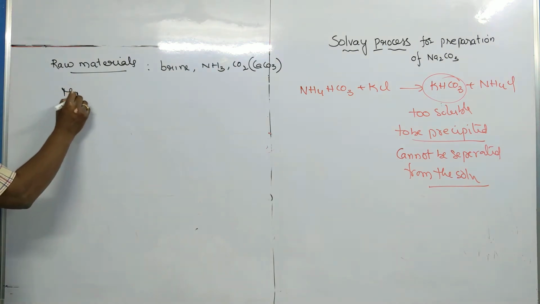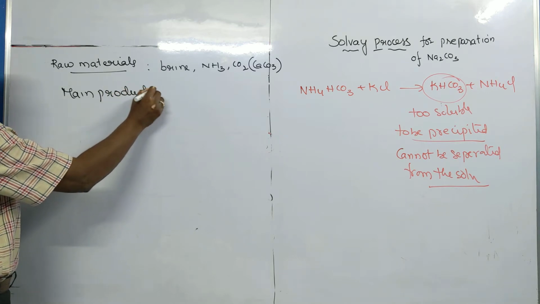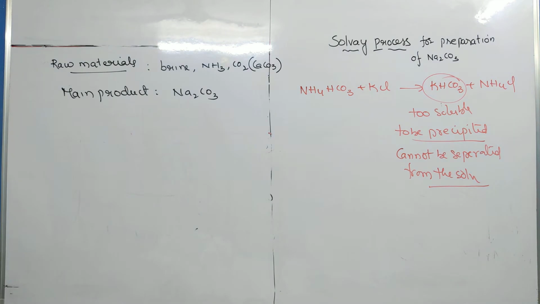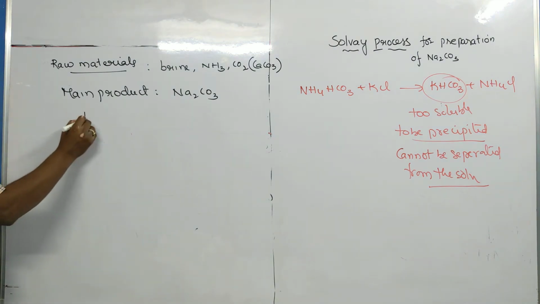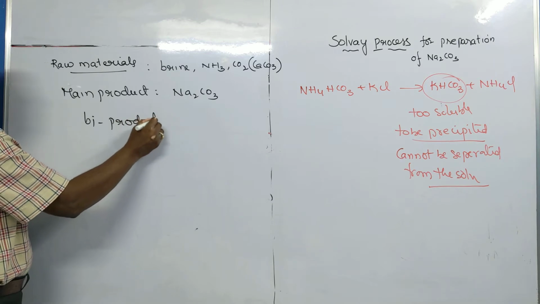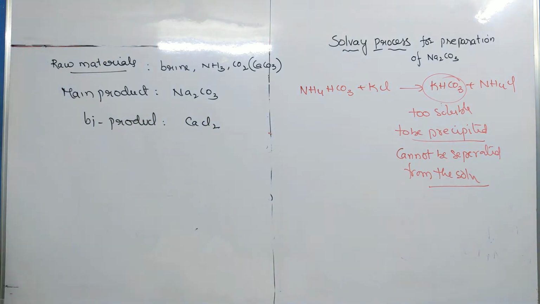What is the main product in this method? The main product is sodium carbonate. What is the byproduct? Byproduct means product formed in less amount. Calcium chloride is the byproduct.